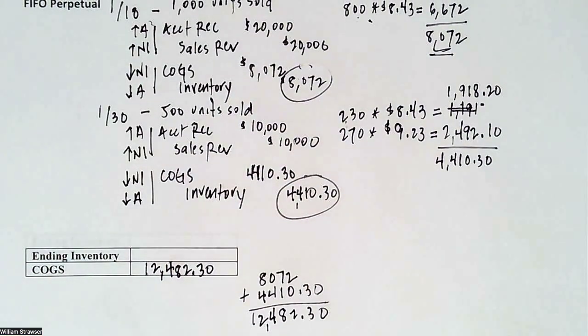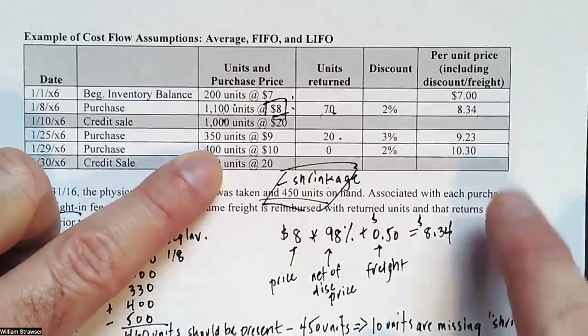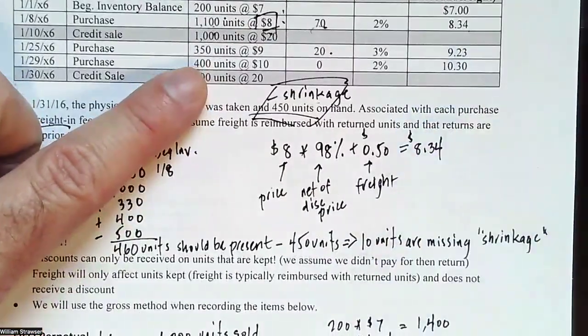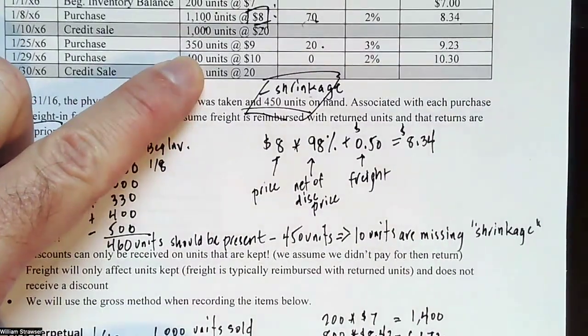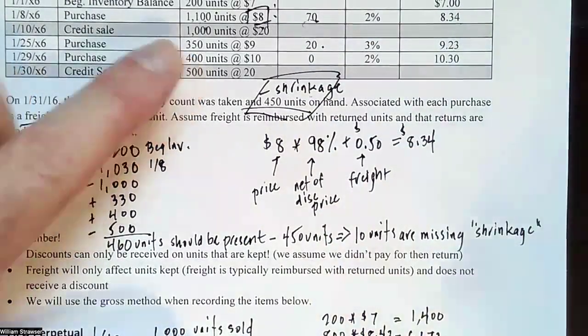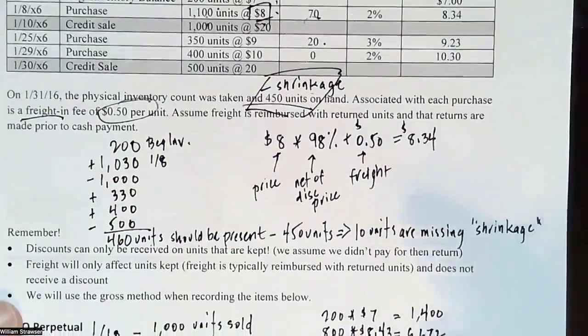Now, my ending inventory, right? You can go about it a couple of ways. It's pretty easy to do FIFO by just saying, oh, I still have these 400 at 1030, and I only took 270 of these 350. So there's 80 left, 80 times that. That gives me my ending inventory.